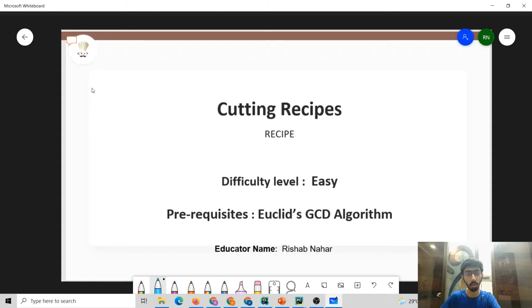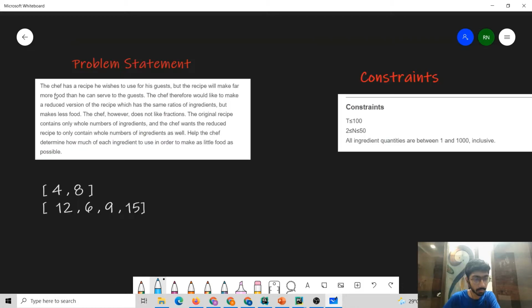Today we are going to solve a problem called cutting recipes. The problem code for this problem is RECIP. This is an easy problem with only one prerequisite, that is Euclid's GCD algorithm. So let's move to the problem statement.